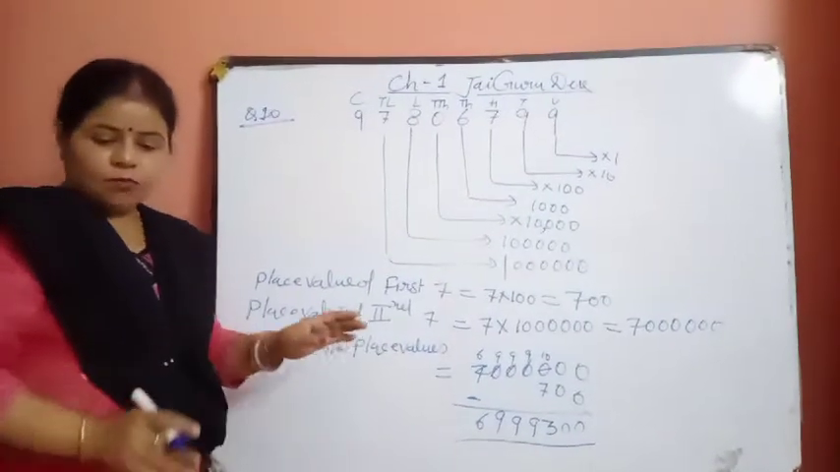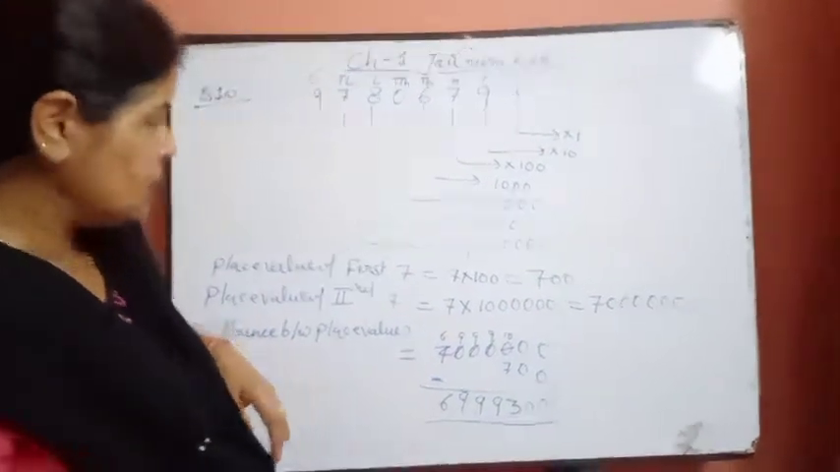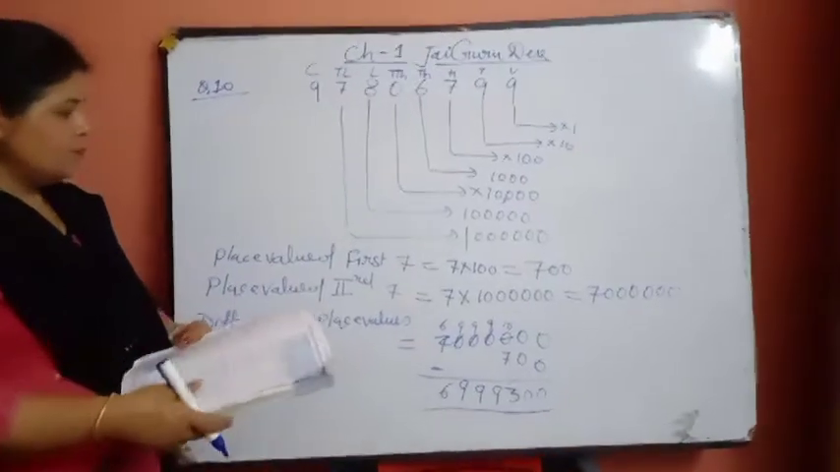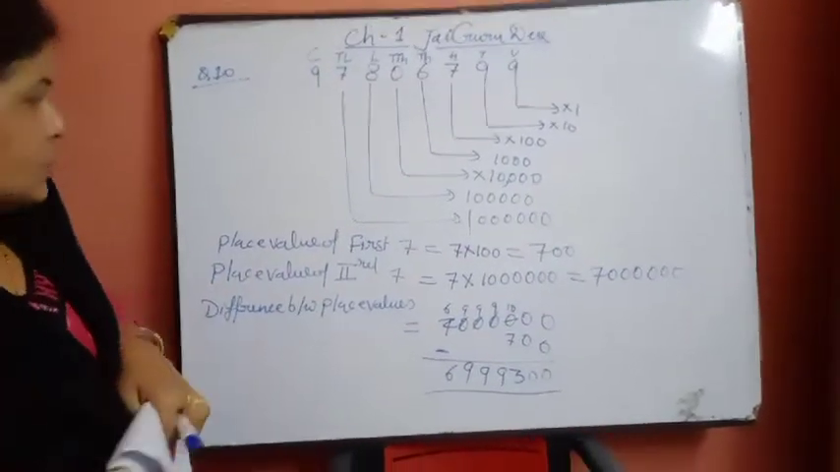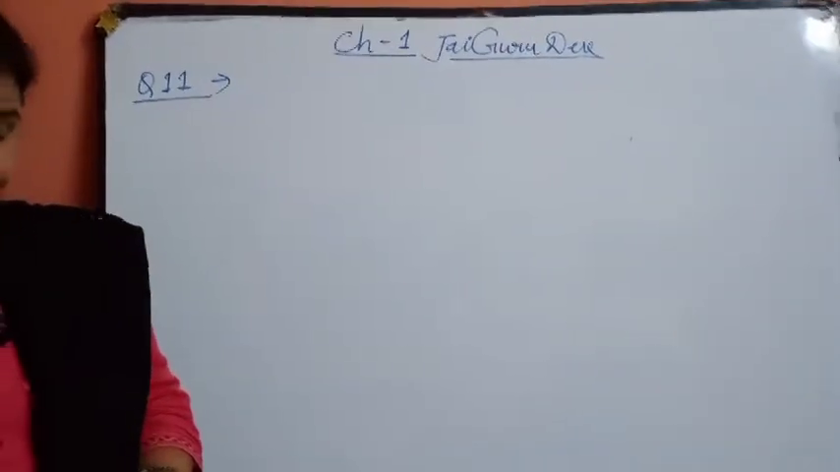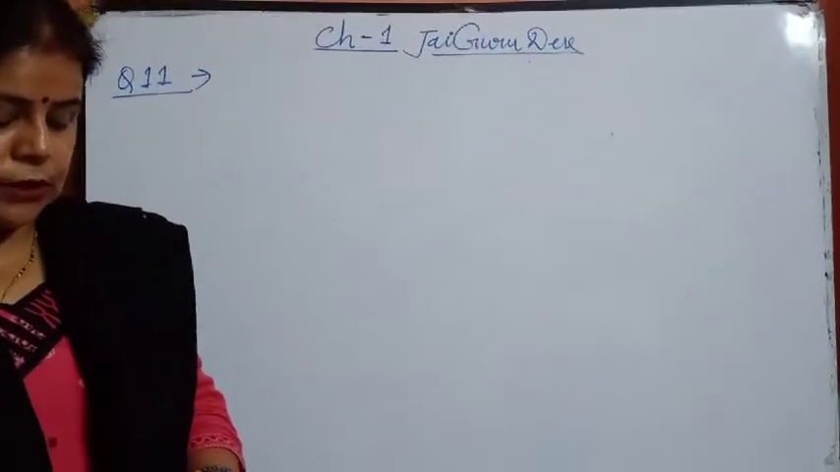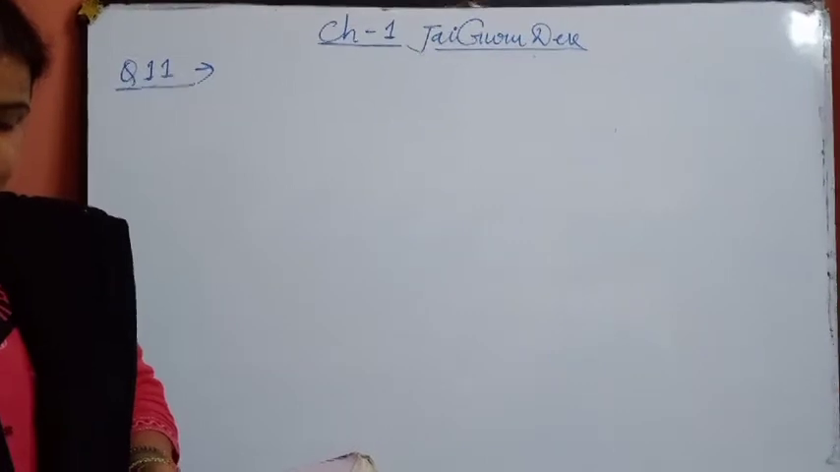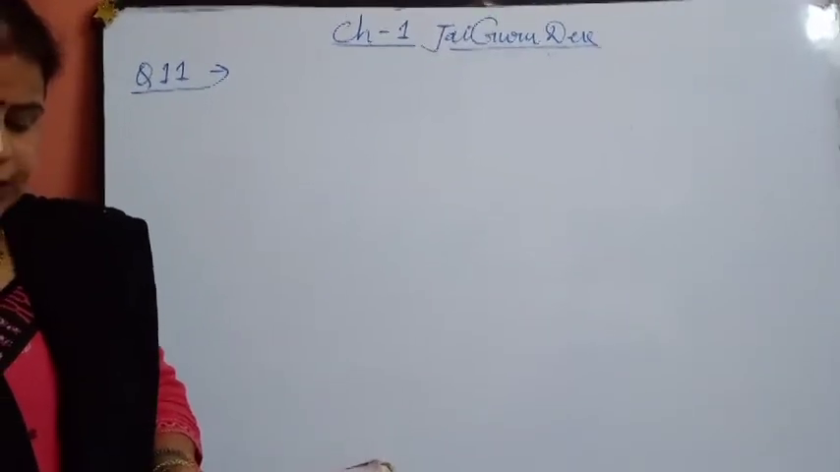Okay. Now we are going to move to the next question, that is question number 11. Find the difference between the place value and the face value of 6.